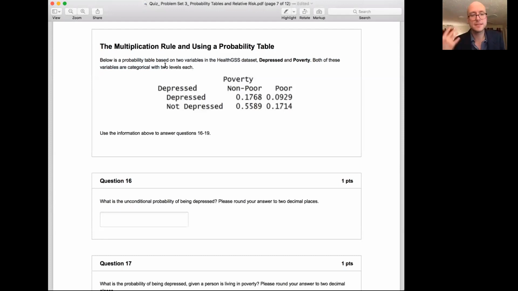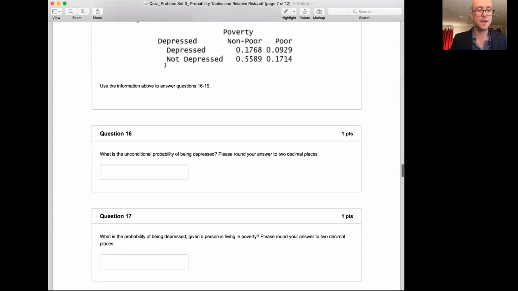Yep, okay, so here we have the same probability table. So look how much you can do with the same amount of data. What is the unconditional probability of being depressed? Oh, well, this is great. This is language. Remember I said there's a lot about language, the use of language, the specificity. What is an unconditional probability of being depressed? Well, that's what we talked about before.